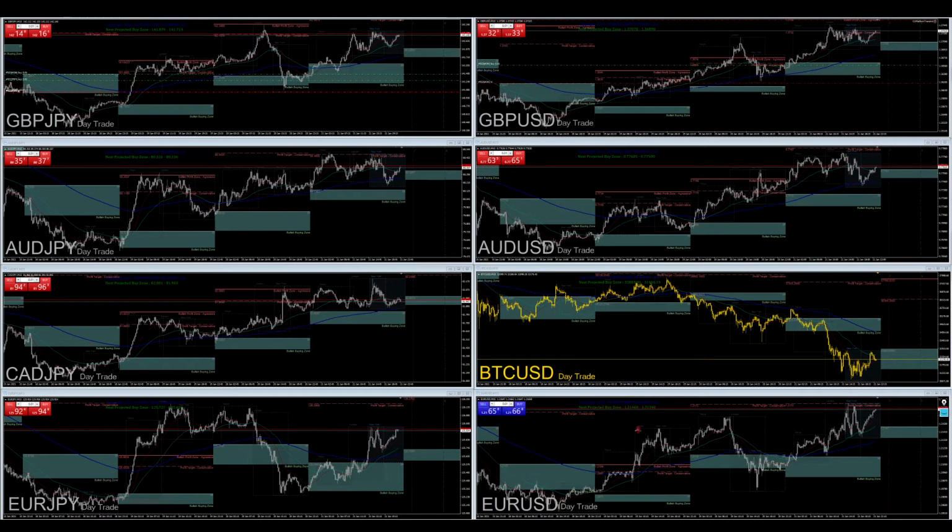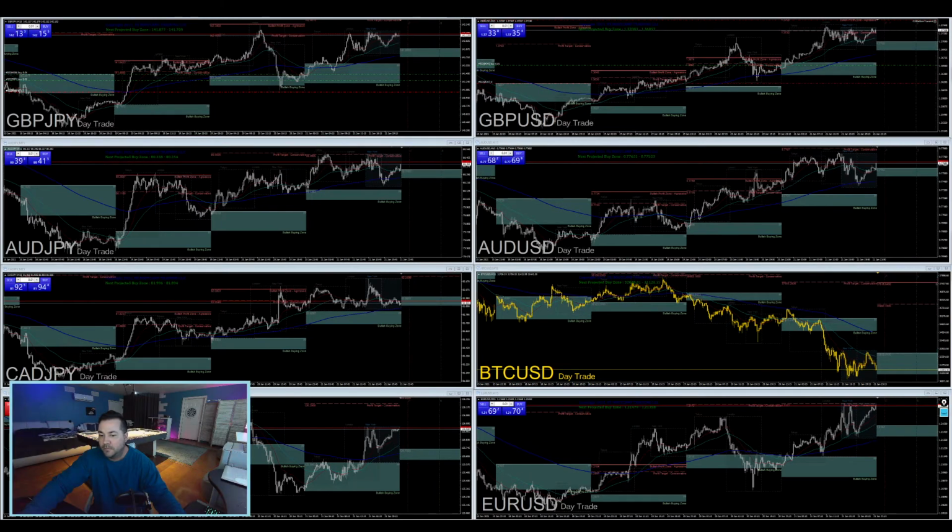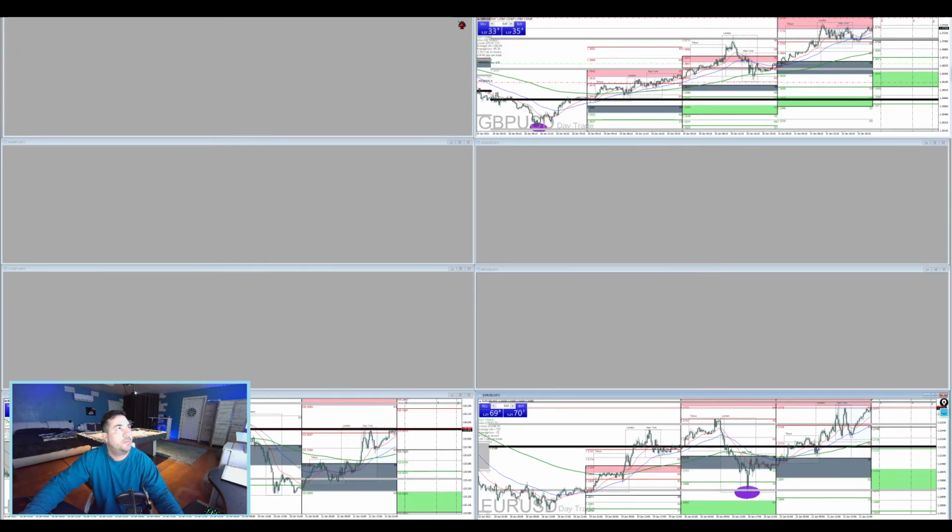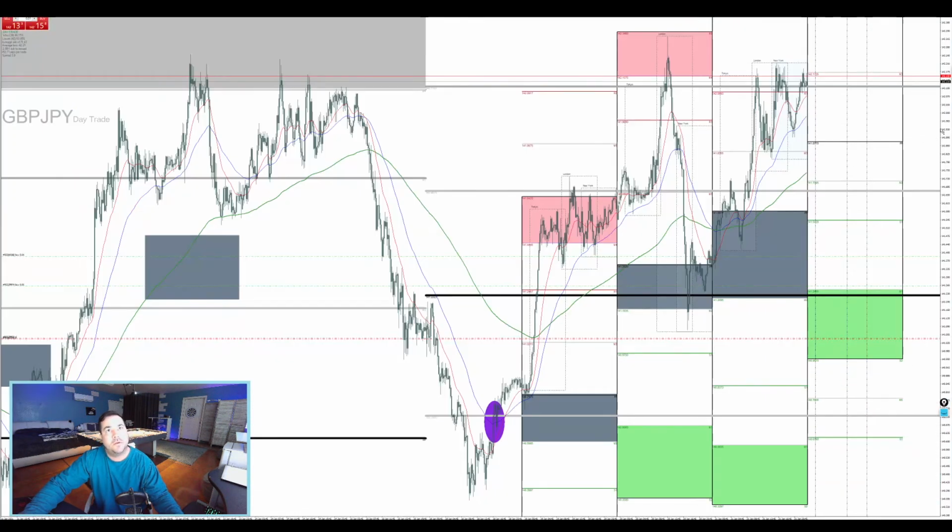Anyways, 1:50 p.m. Okay, so it's 2:50 p.m. We're sitting about 10 minutes out from the end of the New York session, and let's go ahead and take a look here at where I'm going to move my target to. Let's go ahead and start off on the pound yen. Oh, let me turn off my alarm clock.